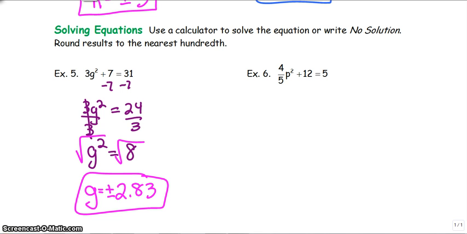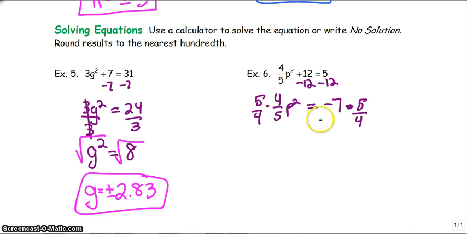Let's finish one last problem. One last problem. Here we go. 4/5... Oh, fractions. Fractions are our friends, and we just love them so much. 4/5 p squared. I'm going to subtract 12 from both sides. I get 5 minus 12, which is negative 7. Anybody know how to undo a square fraction? That's right. Multiply by its reciprocal on both sides of the equation. Multiply by 5/4. The fraction will cancel out. I'm left with p squared equals negative 35 over 4.